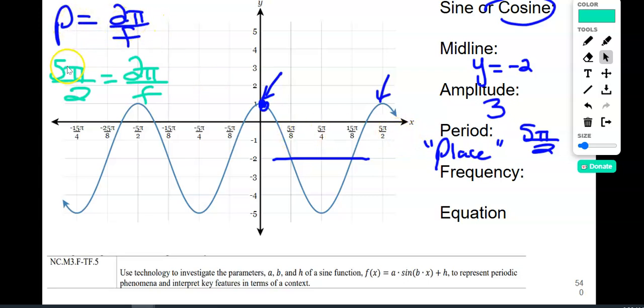Use the formula. I plugged in my period. I got to cross multiply. That's going to be 4 pi and 5 pi f. I'm going to divide by 5 pi. Looks like it's going to be 4 over 5.